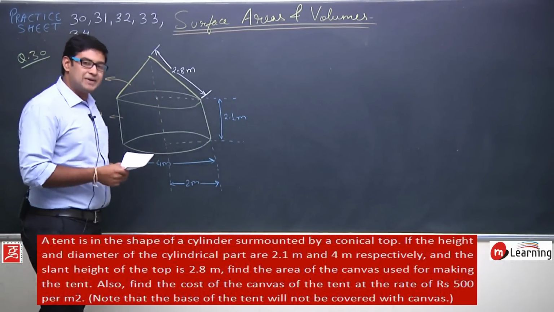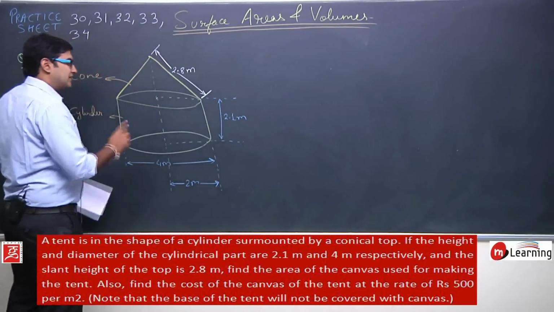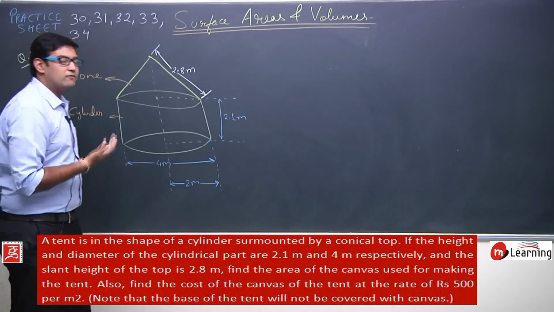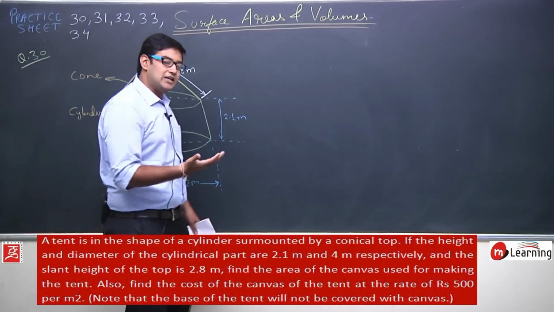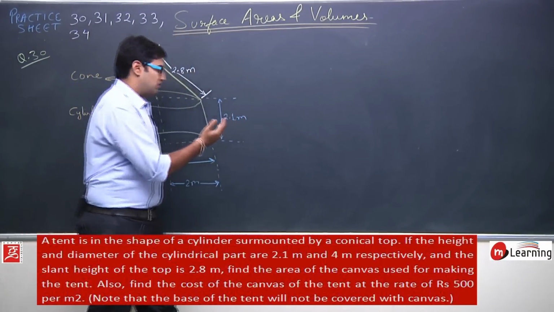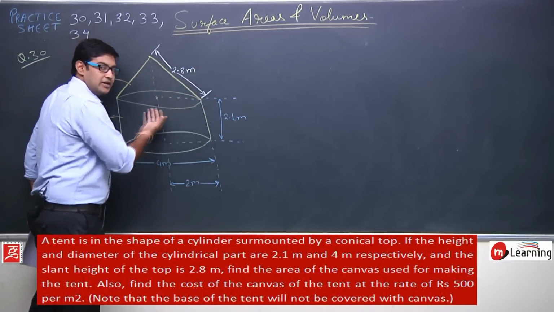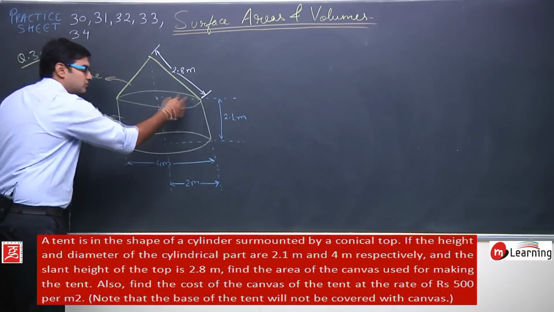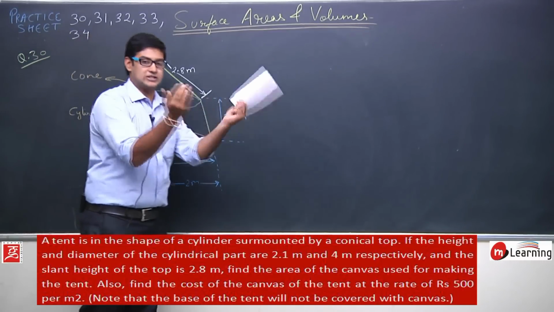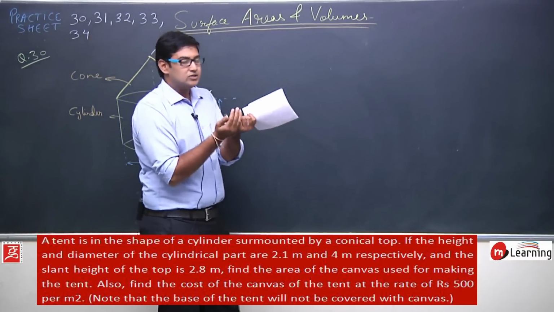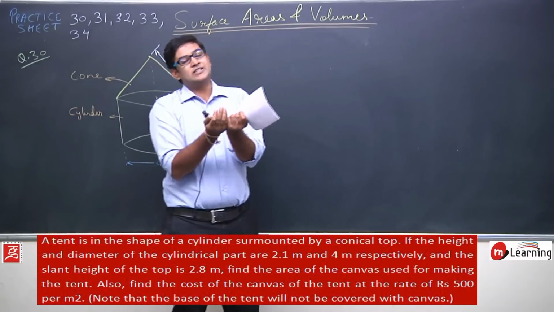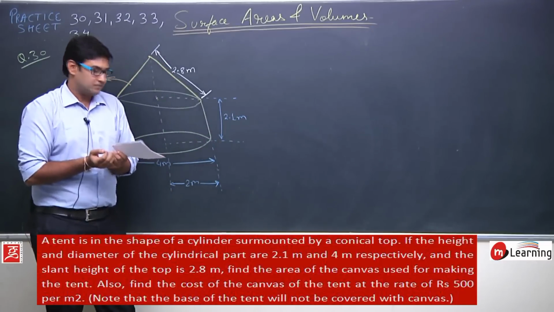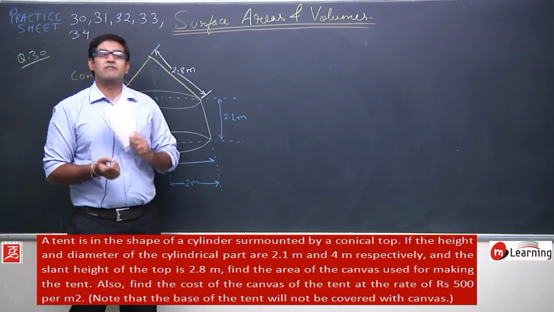So, how is this tent made? I can very easily see that the walls of this tent are made of canvas. So, definitely the canvas is used for making these walls, the lateral area. So I will say that the lateral surface area of this cylinder, or the curved surface area of this cylinder, is made up of canvas.